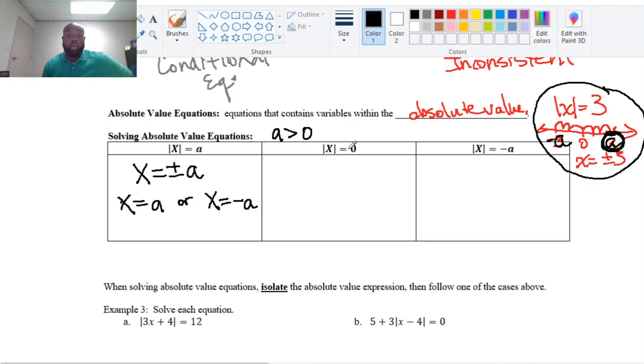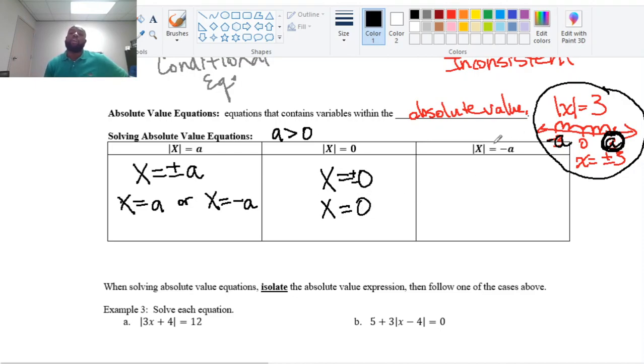If this were 0, this will only be one equation, right? Because 0 is 0 units from itself, right? And so in these types of equations, we only have one. There's no need to put a plus or minus because 0 is neutral. And so we take whatever is in absolute value, set it equal to 0, and solve that.